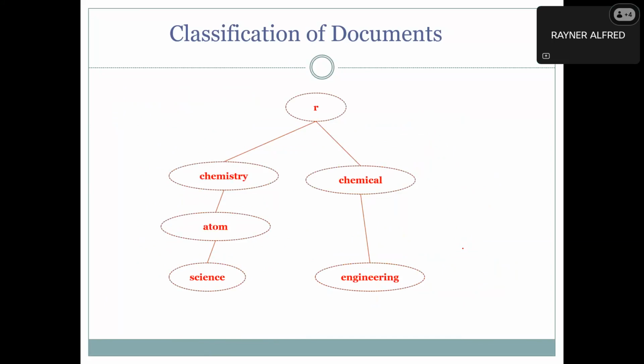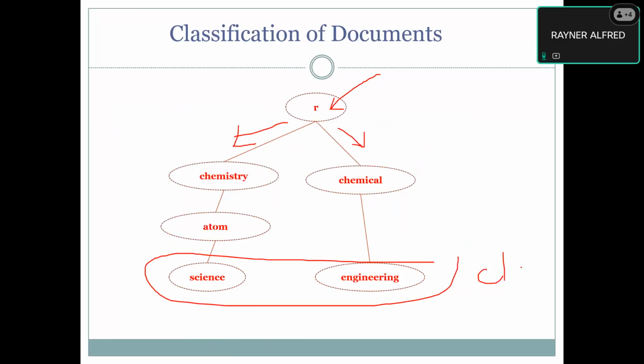So this is the basic one. So for example, we come to the root. If your document has chemical, you go here. If your document has chemistry, you go here. And then this is your class. Okay.